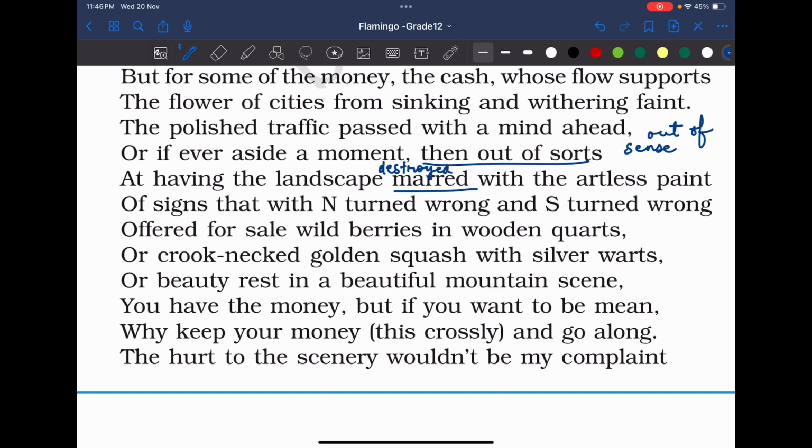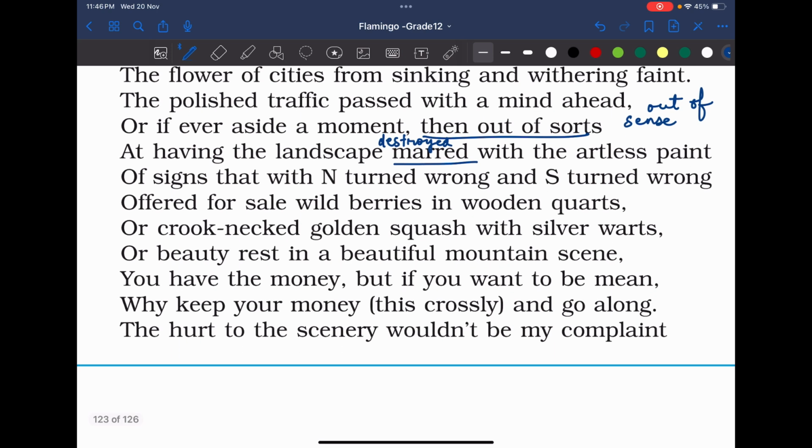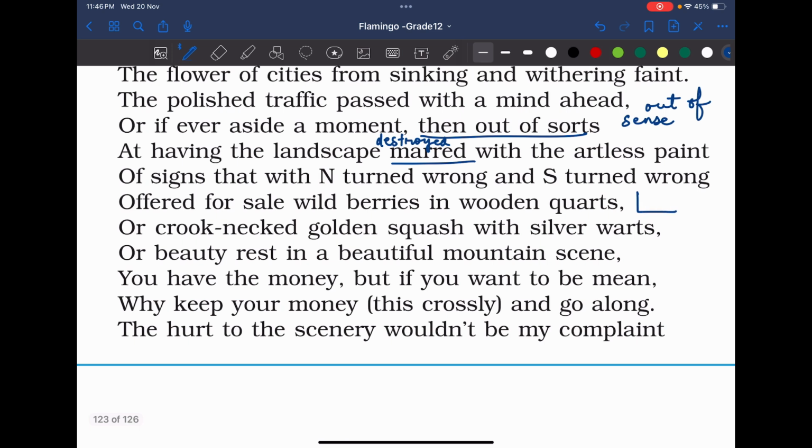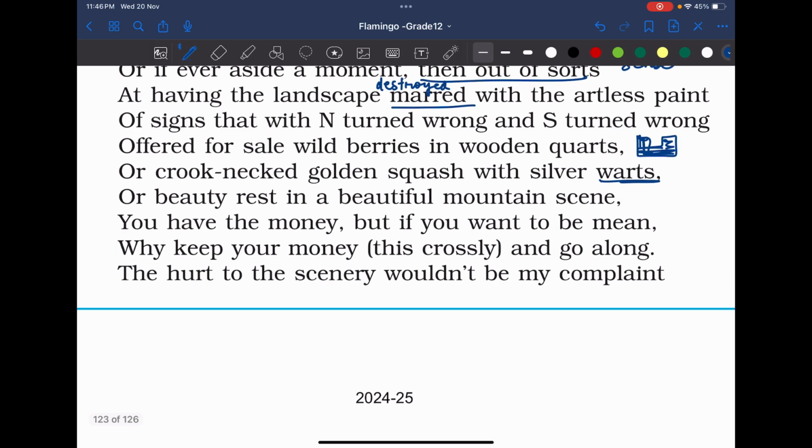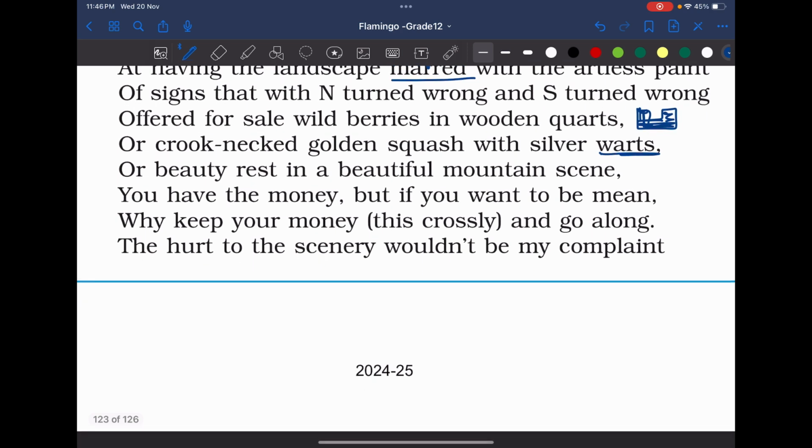With the artless paint of signs that would N turn wrong and S turn wrong, offered for sale wild berries and wooden quarts. Wooden quarts are like boxes wherein you would see a lot of products, basically सेब की पेटी, kind of those wooden containers, or crooked necked golden squash with silver warts similarly, or beauty rests in a beautiful mountain scene. You have the money, but if you want to be mean, why keep your money so costly?